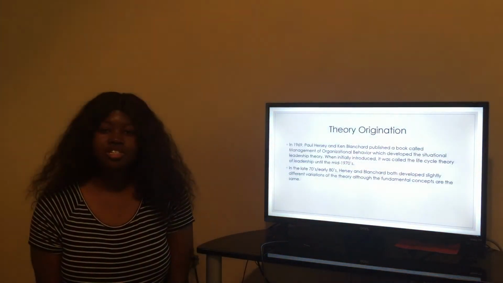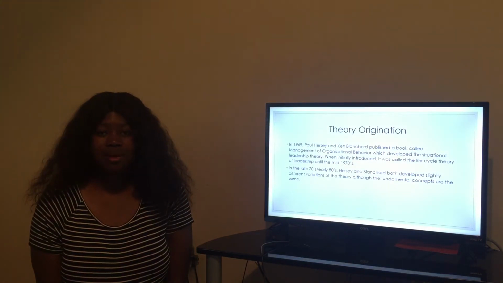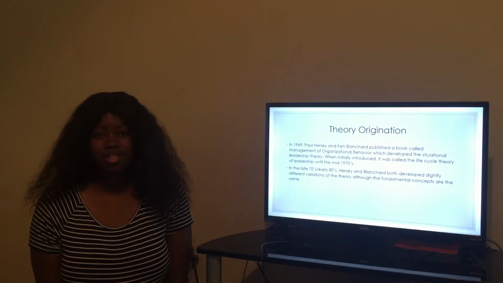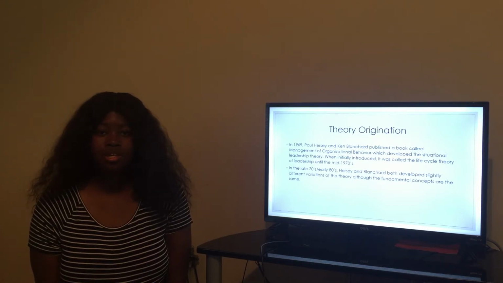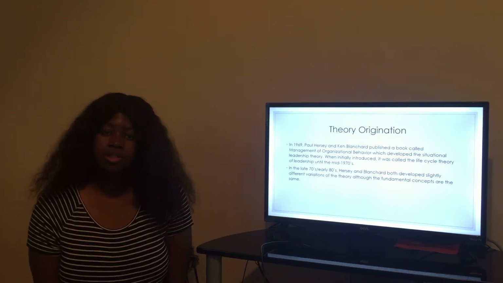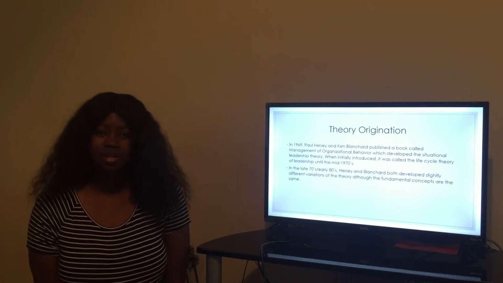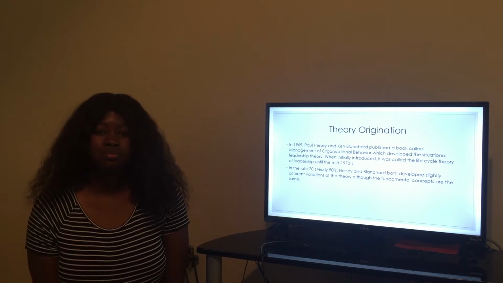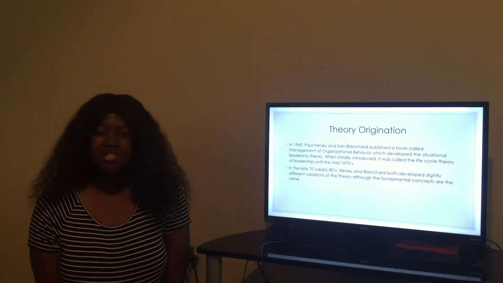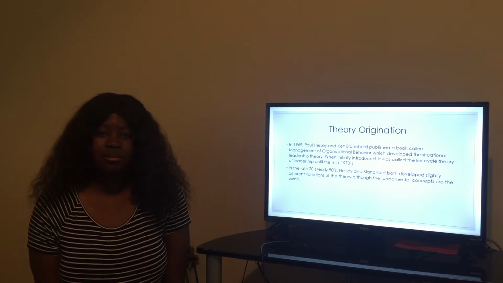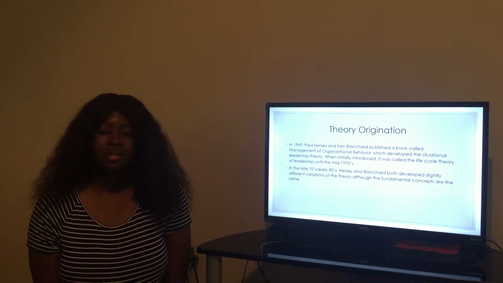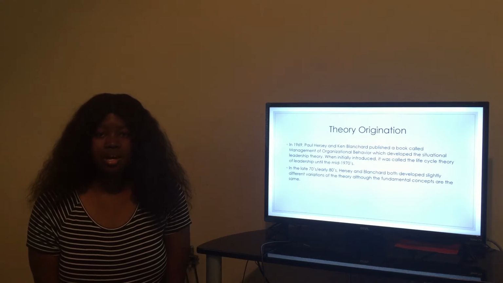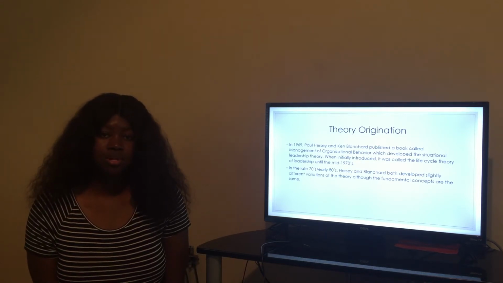The Situational Leadership Theory was established in 1969 by Dr. Paul Hersey and Dr. Ken Blanchard. They published a book called Management of Organizational Behaviors in which the theory was first introduced. Originally, it was referred to as the life cycle theory of leadership, but that was up until the mid-1970s. Around the late 70s, early 80s, Dr. Hersey and Dr. Blanchard decided to go their separate ways and both started developing different variations of the theory, although the fundamental concepts are the same.